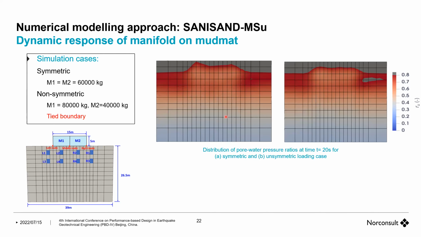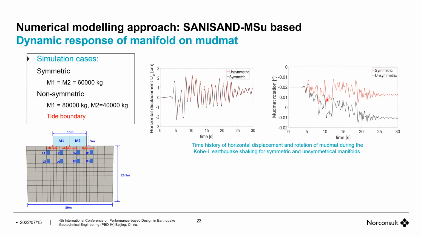Not much difference. On the left is when the two are similar weight, symmetrical, and the one on the right is when there is more weight, the same total weight, but more on the left side. It's not much difference at 20 seconds at the end in terms of total liquefaction. But when we look at development of the rotation, rotation is the most important thing.